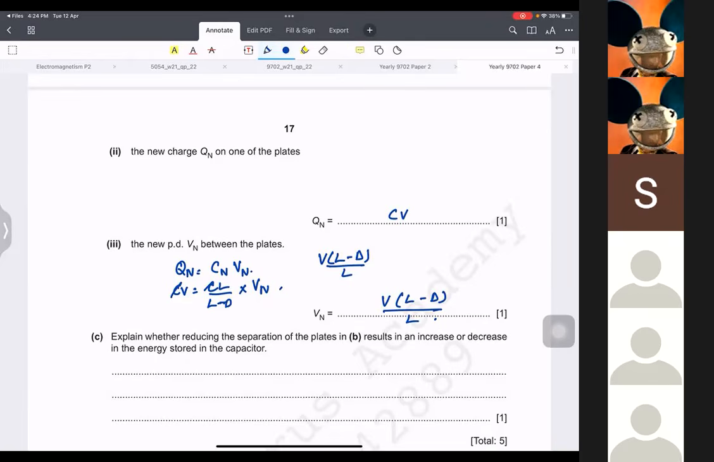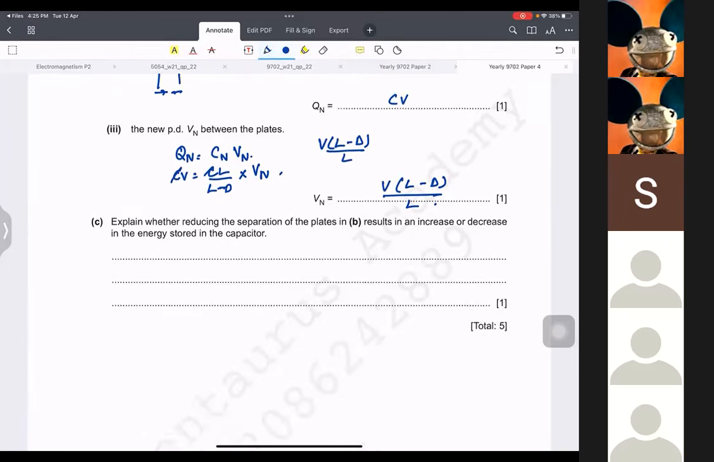Now, explain whether reducing the separation of plates results in an increase or decrease of energy stored. This is a question where you need to understand something. These are oppositely charged plates, so their forces are acting like this. They're attracting each other, right? So if you separate them, you're doing work against the force, so you're increasing the stored energy. When you do work in favor of the force, you reduce the potential energy, right?